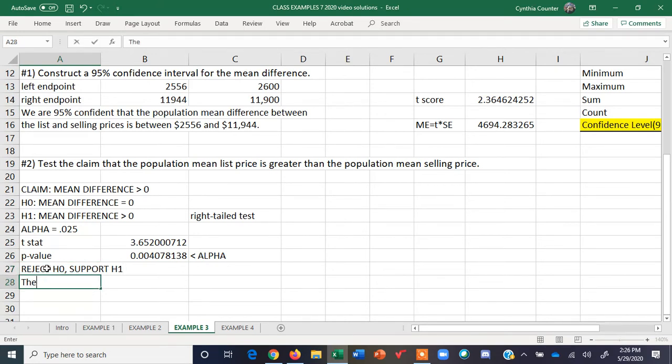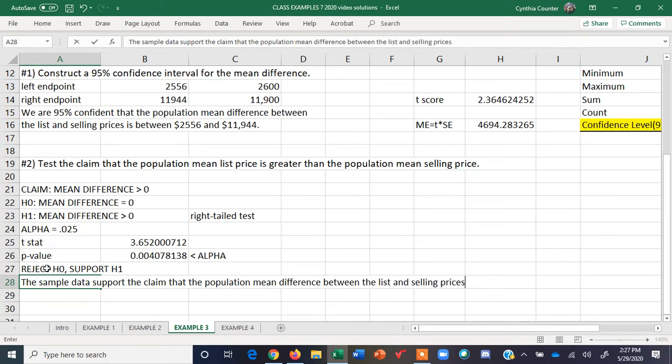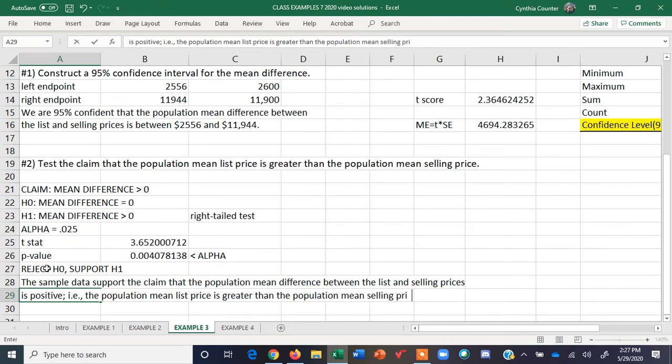The alternative hypothesis is the claim, so the sample data support the claim that the population mean difference between the list and selling prices is positive, which is the same thing as the population mean list price is greater than the population mean selling price for that time span the data was collected and in that locality.